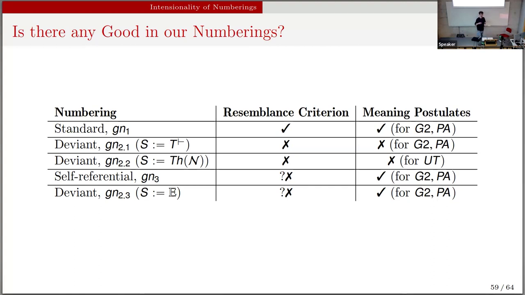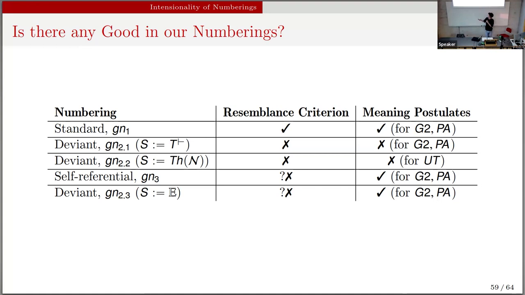It passed the test of the meaning postulate with respect to Gödel's second incompleteness theorem and the theory of Peano arithmetic. If you use a weaker theory, like Robinson arithmetic, for example, it passes for sure the test of the resemblance criterion, but it does not pass the test of the meaning postulate, because the theory is so weak that it's not going to be able to prove any facts about its syntax. And it's not going to be able to even use the numbering in a decent way.